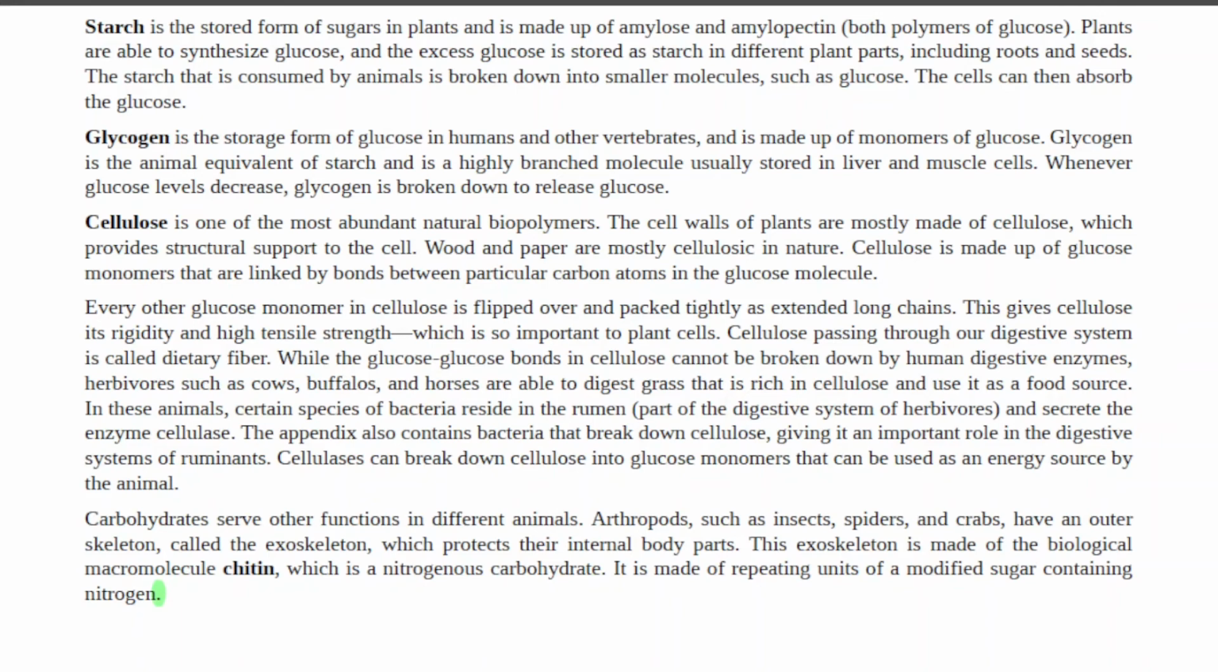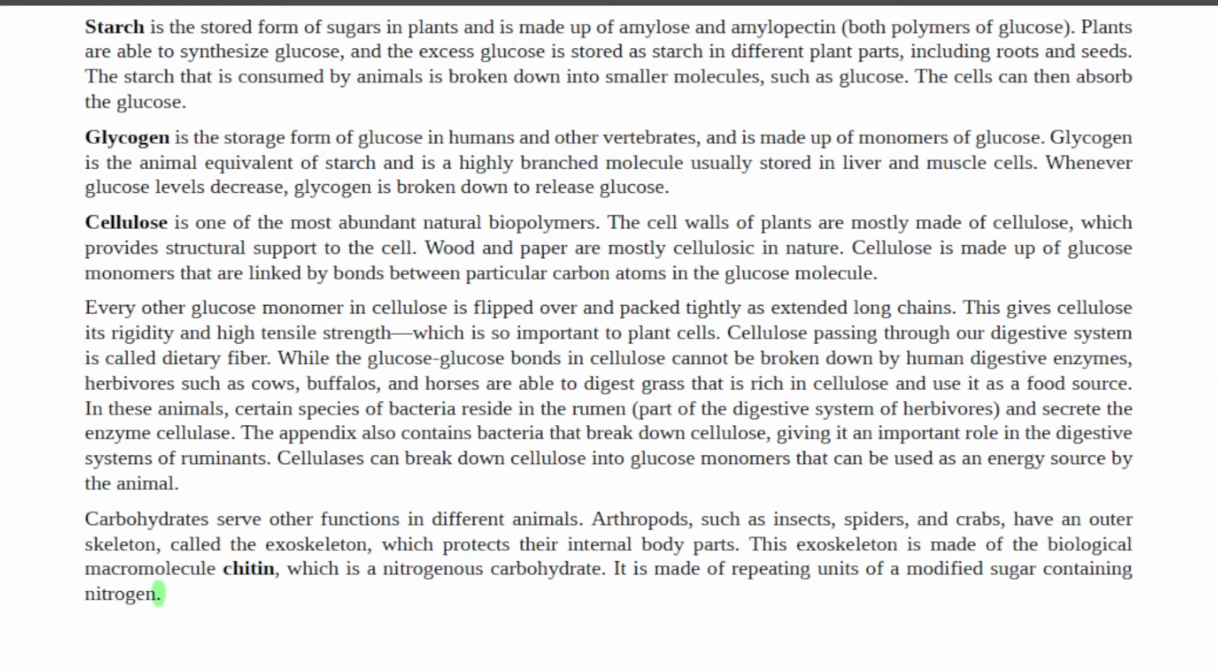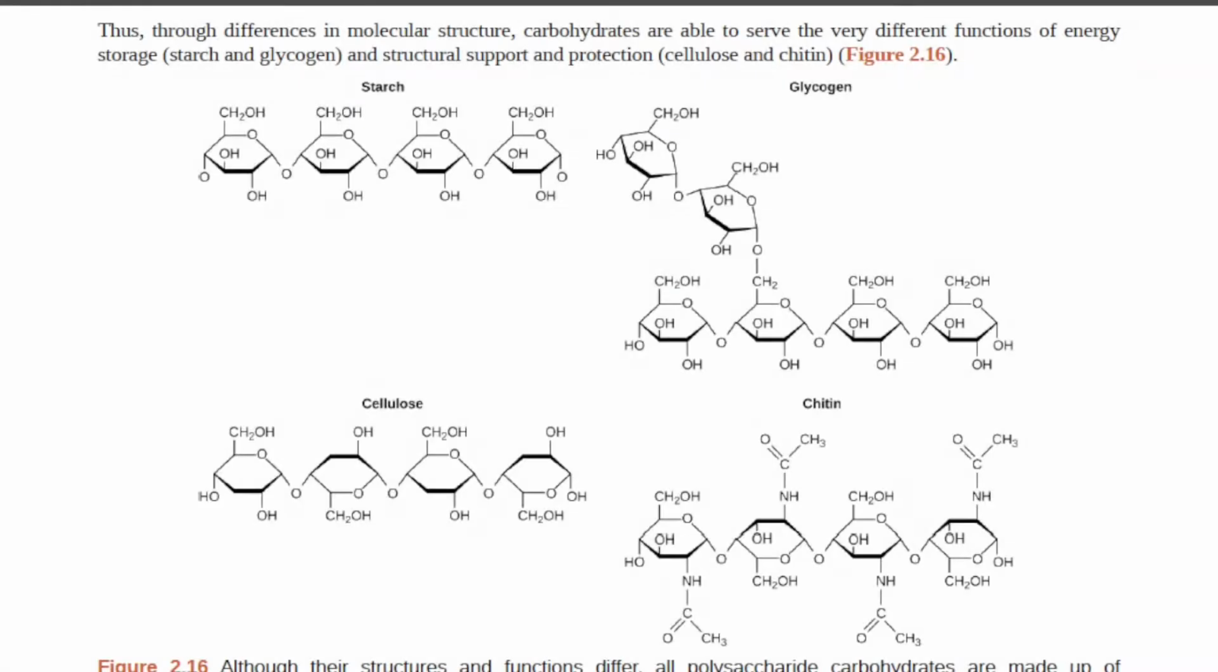Arthropods, such as insects, spiders, and crabs, have an outer skeleton called the exoskeleton, which protects their internal body parts. This exoskeleton is made of the biological macromolecule chitin, which is a nitrogenous carbohydrate. It is made of repeating units of a modified sugar containing nitrogen. Thus, through differences in molecular structure, carbohydrates are able to serve the very different functions of energy storage, starch and glycogen, and structural support and protection, cellulose and chitin.